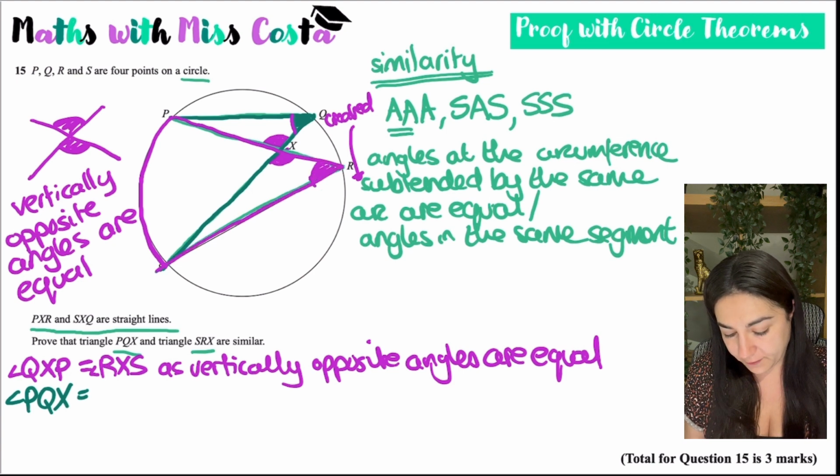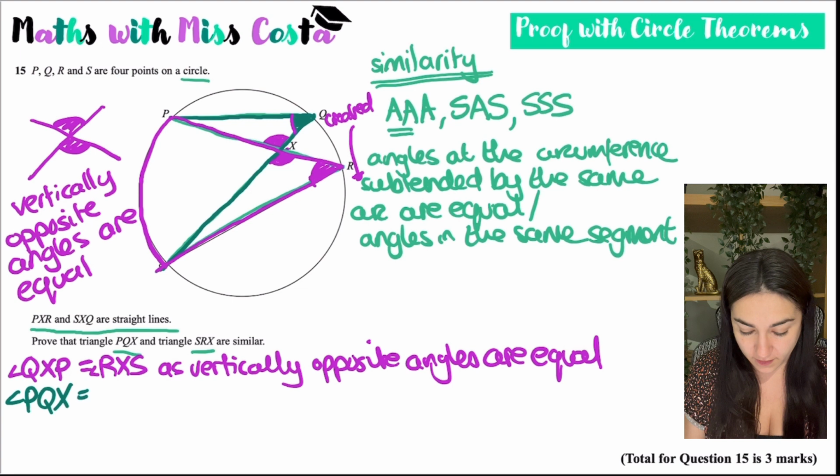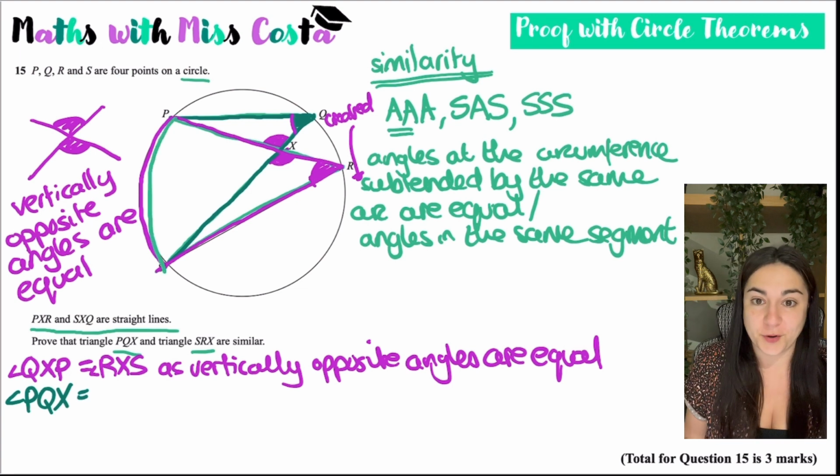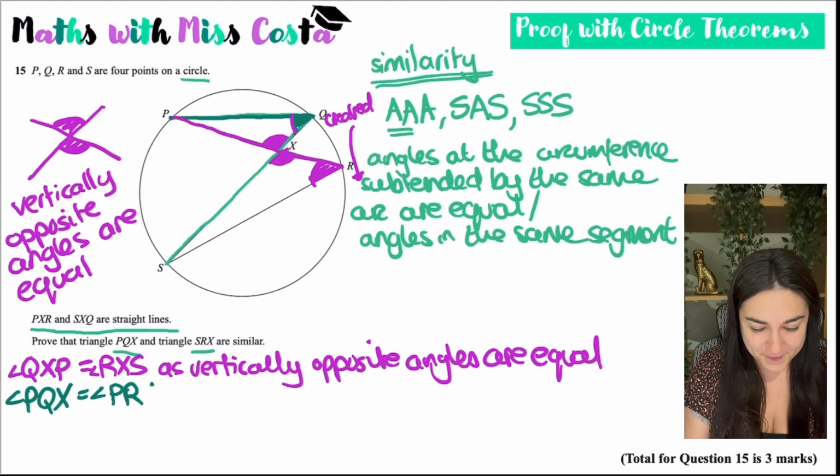This angle here, if I followed it along, what arc is it formed by? Well, it's formed by the same arc, this arc here. So therefore, that circle theorem proves that those two angles are equal. So angle PQX must equal angle PR. Oh, and I've lost what this letter is. I think it's S. Is it S? Let's just check. Yeah, S.